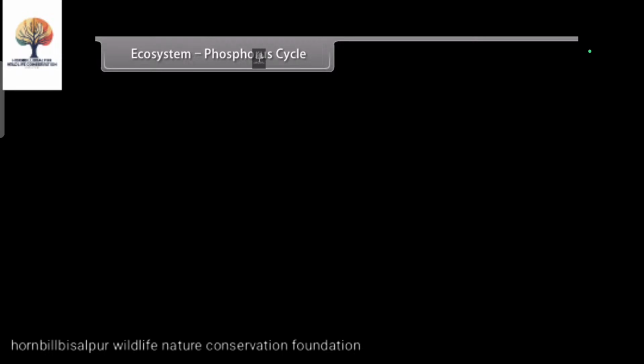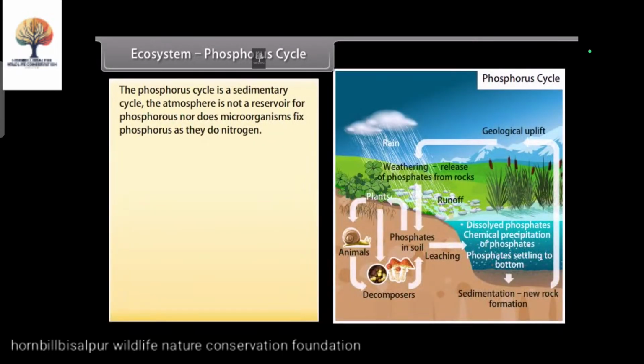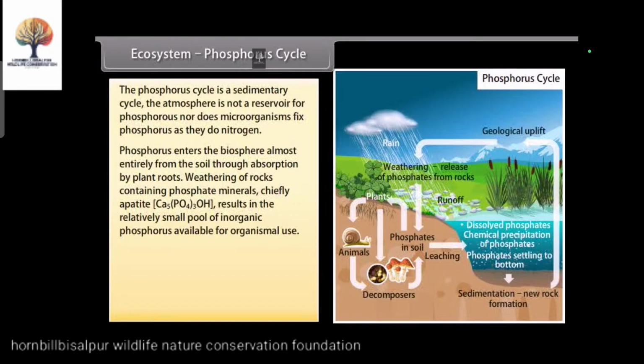Ecosystem: phosphorus cycle. The phosphorus cycle is a sedimentary cycle. The atmosphere is not a reservoir for phosphorus, nor do microorganisms fix phosphorus as they do nitrogen. Phosphorus enters the biosphere almost entirely from the soil through absorption by plant roots. Weathering of rocks containing phosphate materials, chiefly apatite, Ca5(PO4)3OH, results in the relatively small pool of inorganic phosphorus available for organismal use.